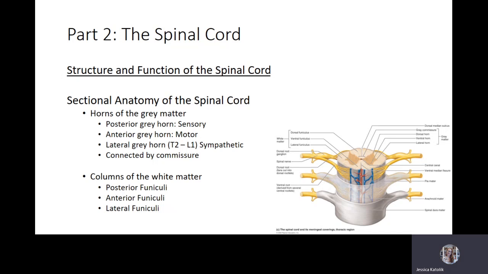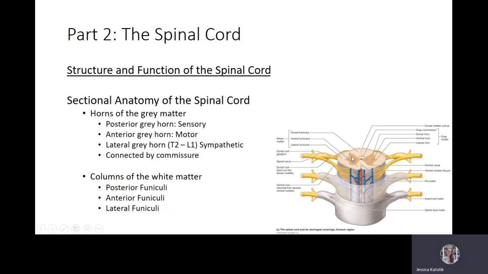Okay, we are then going to have horns. So the gray matter is going to have 3 horns. It's going to have the dorsal horn or posterior gray horn. You can use both terms, that would be fine. You have the lateral horn right here. And then you have the ventral horn or anterior gray horn located here.